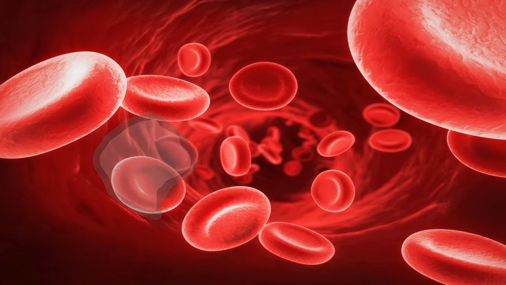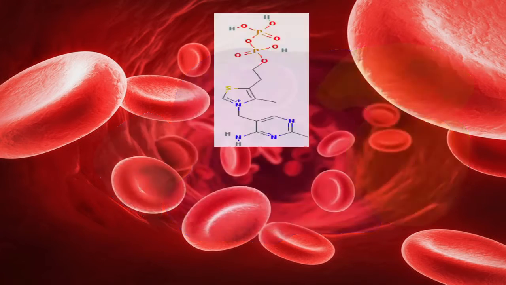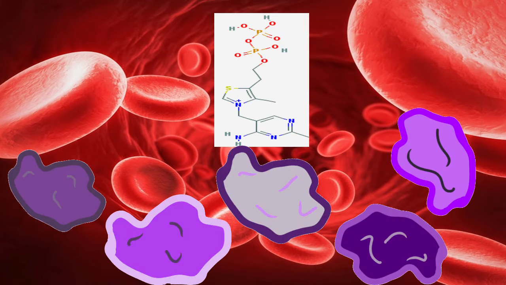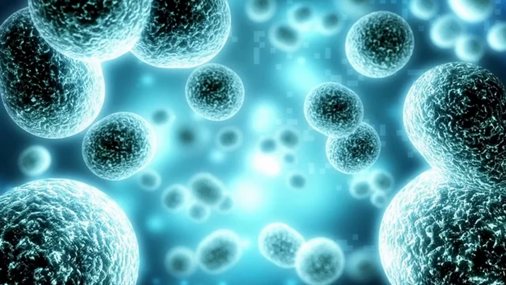To put it simply, cofactors bind and assist the enzyme in a reaction. TDP is actually a cofactor for 5 different enzymes that break down carbohydrates, act as antioxidants, and synthesize pentoses, which will eventually become a part of DNA and RNA. Overall, the interactions aid in the growth and development of cells.